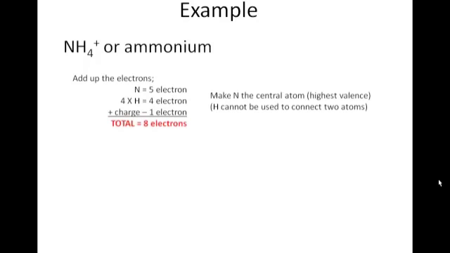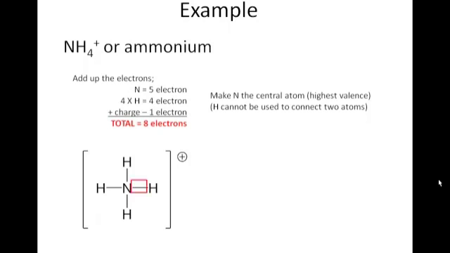Now, nitrogen is going to be my central atom, remember, because it has the highest valence, or it can make the most bonds of the 2 types of atoms that we have in this molecule, or in this ion. Hydrogen can never be used to connect 2 atoms because it can only make 1 bond. So you could never use hydrogen to link 2 atoms together. So the only arrangement that I can make has nitrogen as the central atom and 4 hydrogens bonded to that nitrogen.